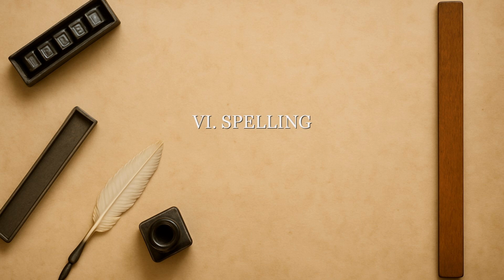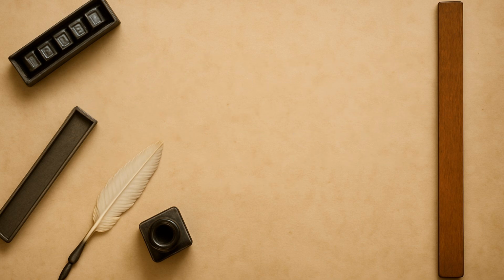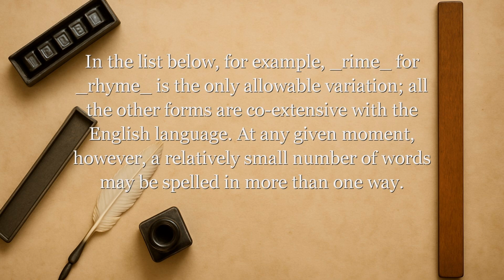Spelling. The spelling of English words is not fixed and invariable, nor does it depend on any other authority than general agreement. At the present day, there is practically unanimous agreement as to the spelling of most words. In the list below, for example, "rime" for "rhyme" is the only allowable variation. All the other forms are coextensive with the English language.